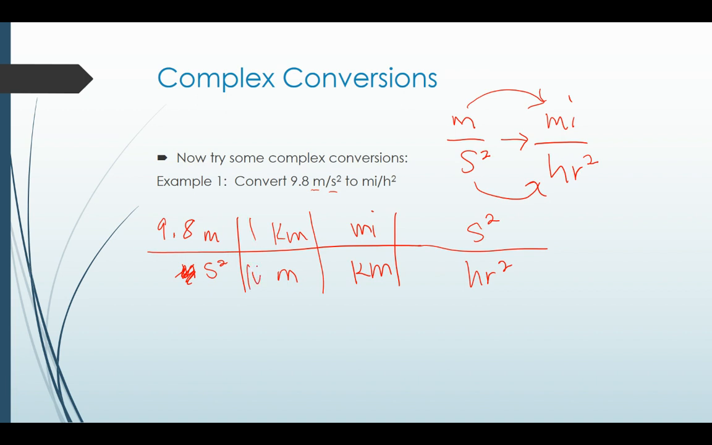1 kilometer is 10 to the third meters. 1 mile is 1.61 kilometers. And then I'm going to do what we just talked about on the last slide. 1 hour is 3,600 seconds, but it's not just 3,600 seconds. It's 3,600 seconds squared, so I have to square this whole conversion factor. Then I multiply across the top, divide by what's in the bottom, and I round to the appropriate number of sig figs. So go ahead and take a second and solve for that.